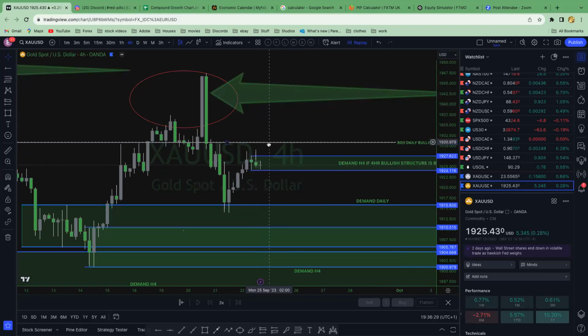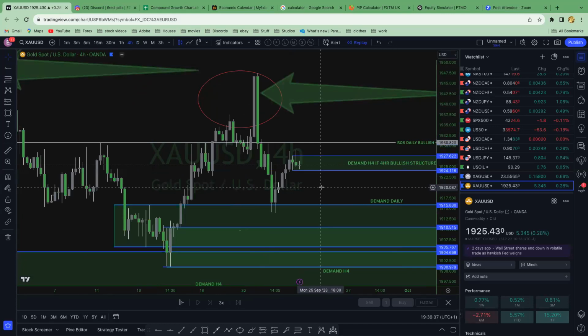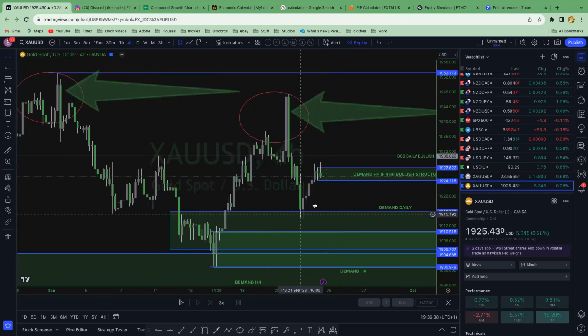When it breaks through that level, we want price to pull back to the demand and then come back off for the buy trade, literally. So hopefully that makes sense to you. That is literally what we're waiting on for gold. I'm already in this buy from down here anyway.